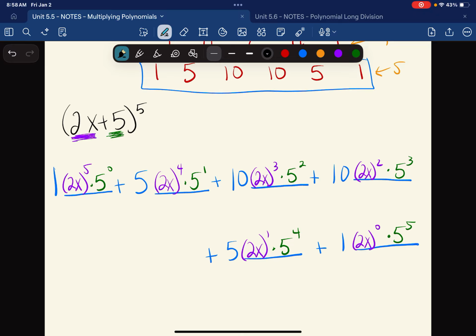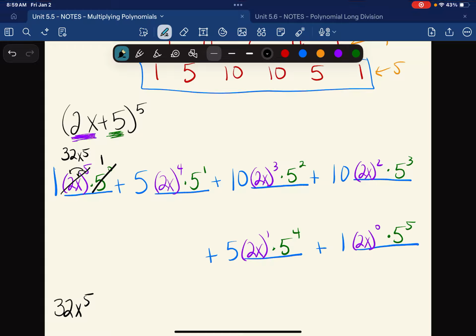I have 1 times 2x to the 5th times 5 to the 0. 5 to the 0 is 1, and this 5 needs to go to the 2 and to the x. 2 to the 5th power. 2 times 2 is 4, times 2 is 8, times 2 is 16, times 2 is 32. So this is 32x to the 5th. All right? So our first term is 32x to the 5th power.